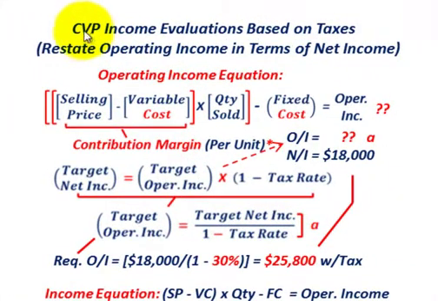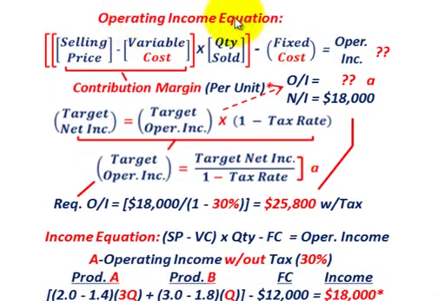What we're going to be going over here is cost volume profit analysis. We're going to be looking at income evaluations based on taxes. That's where we're going to have to restate our operating income in terms of net income. So we'd be starting with our operating income equation here, and what we have to determine is the operating income or the pre-tax income here that we would need to generate a net income or an after-tax income of a certain amount here.